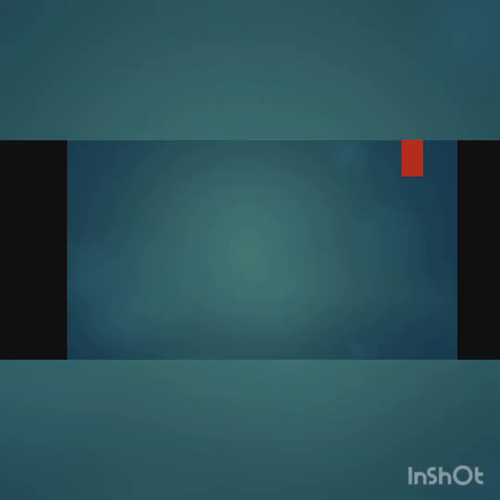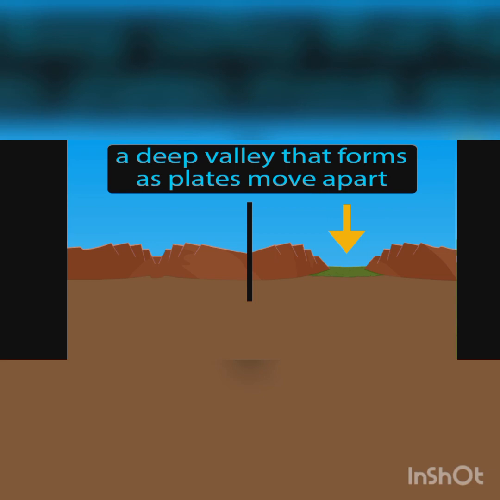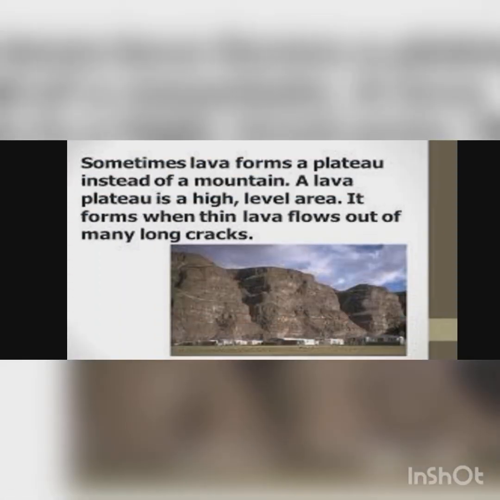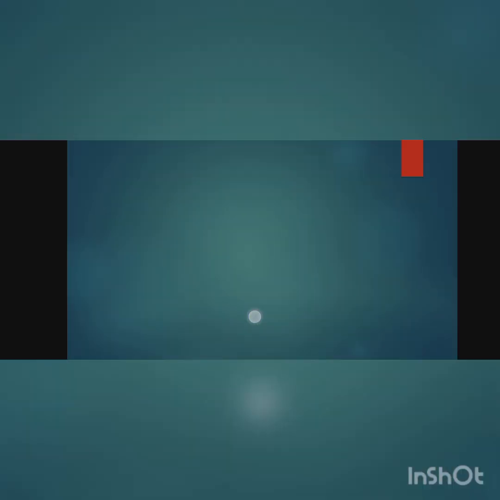Then we have a deep valley that forms as plates move apart. Like you can see, this is the moving of the plates and how plates are moved. Then sometimes lava forms a plateau instead of a mountain. A lava plateau is a high level area. It forms when thin lava flows out of many long cracks. As we have studied, there are different shapes or types of lava mountains. There is a lava mountain as well, and there is a lava plateau. So this is an example of a lava plateau.